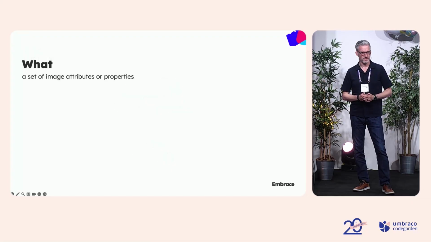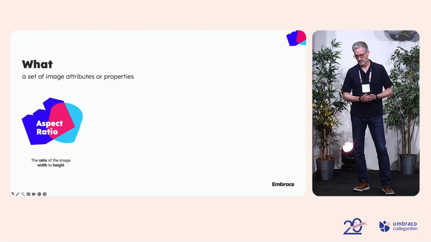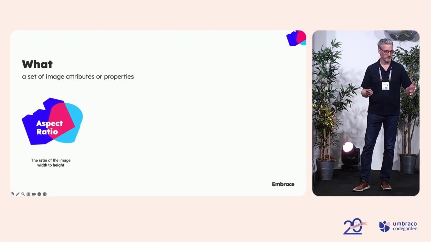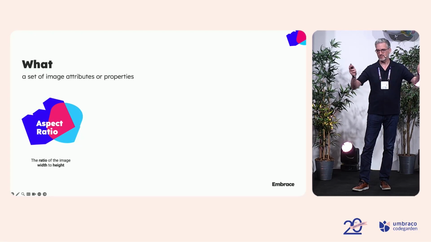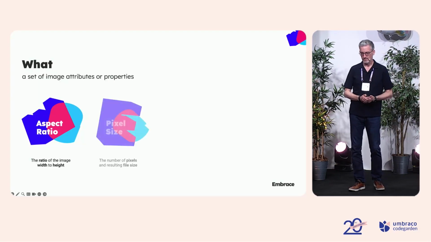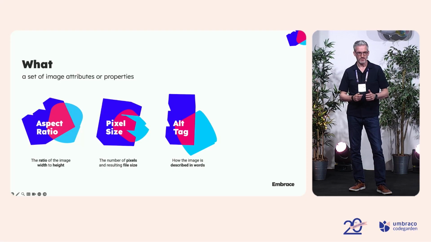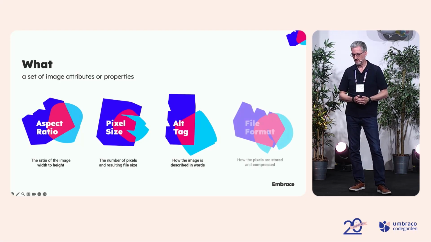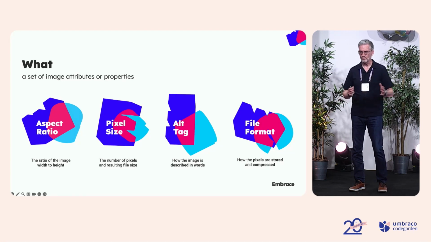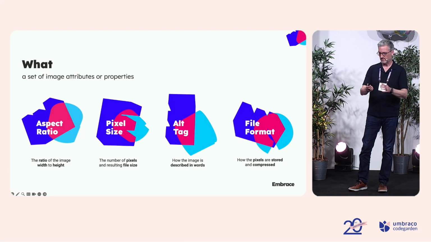So the what: we're going to look at a set of different properties around images. We're going to look at the aspect ratio. That's just literally the relationship between the width and the height. We're going to look at pixel size, literally how many little dots of color it is made up of. We'll look at the alt tag, which is how we describe our images in words. And we're going to look at the file format, literally how those pixels are stored and compressed and delivered to the browser.